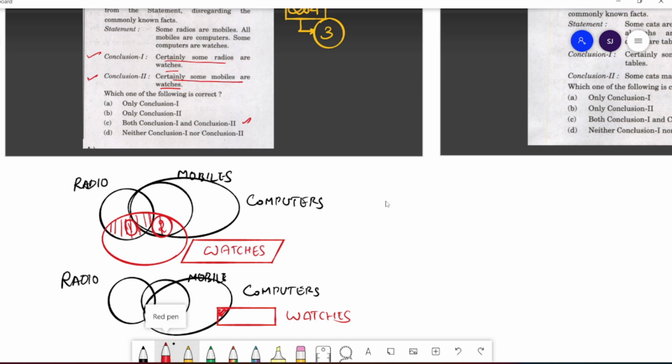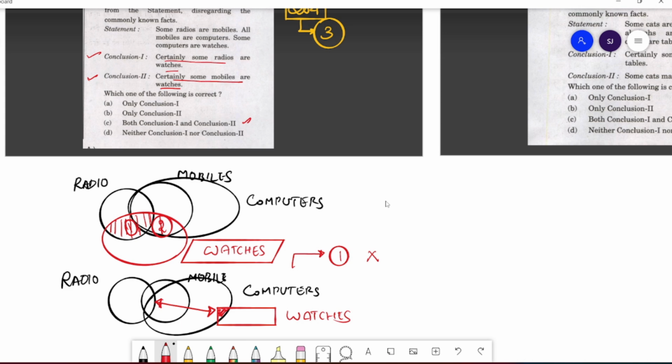And if you think about it, now read the statements. Certainly some radios are watches. Look at this point, there is a discrepancy. This statement is not true here. The first statement is not true in this diagram. According to the first diagram, yes, it may be true, but according to the second diagram, it is not true.